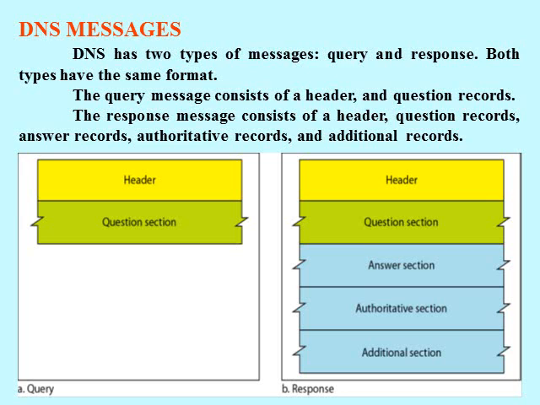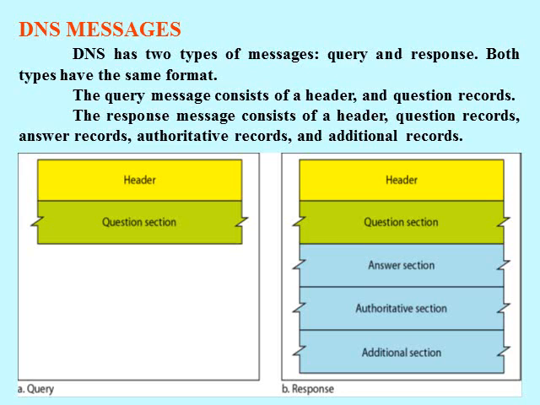That means the DNS message format can be classified into two different messages. One is a query and the second is a response. Both have the same format. The query message format consists of a header and question records, while the response message consists of a header, question records, answer records, authoritative records, and some additional records.